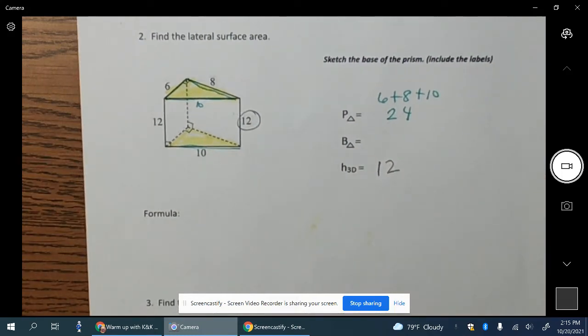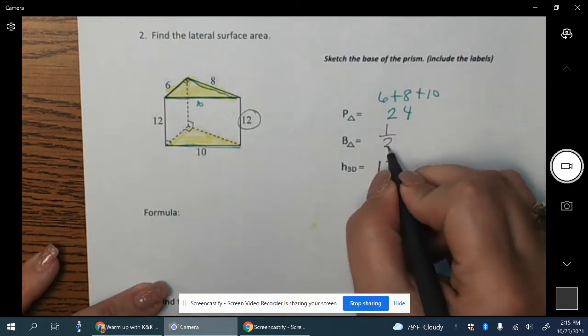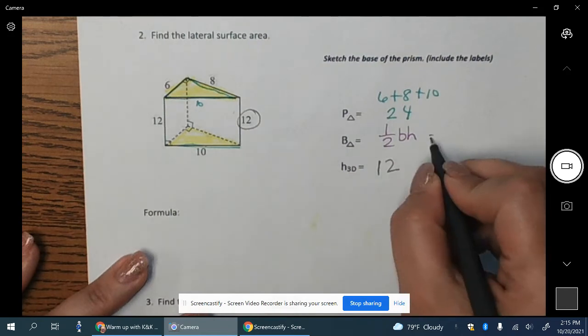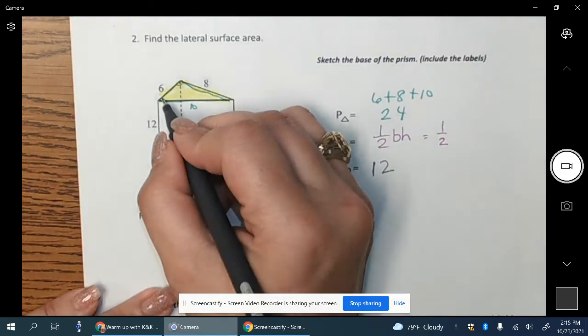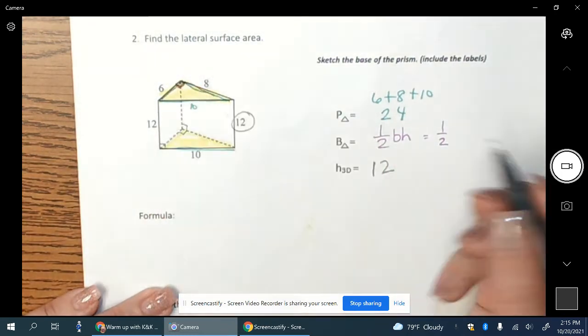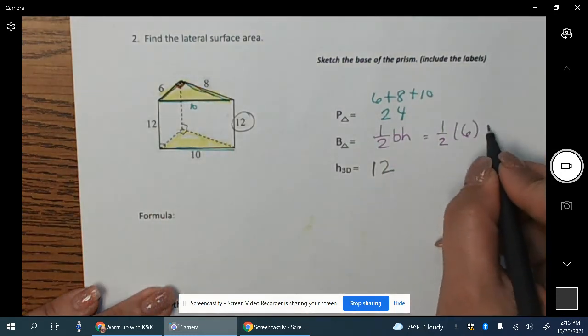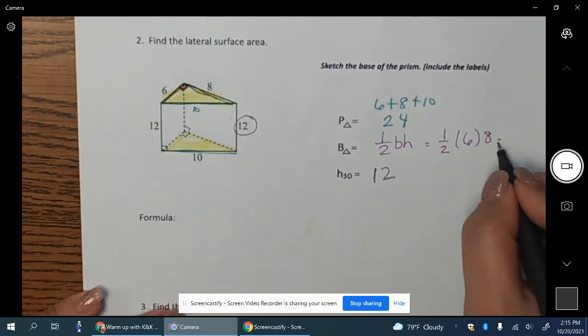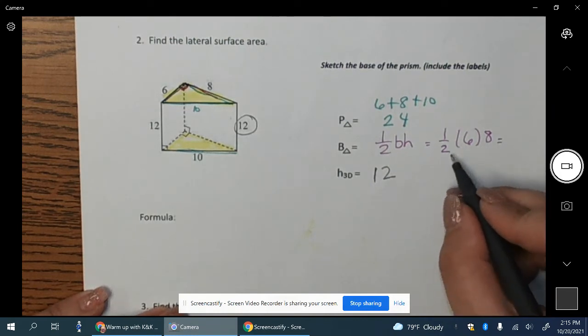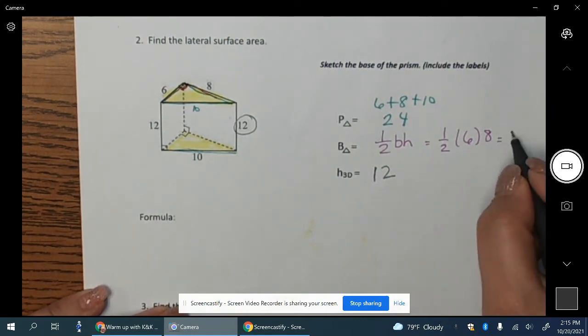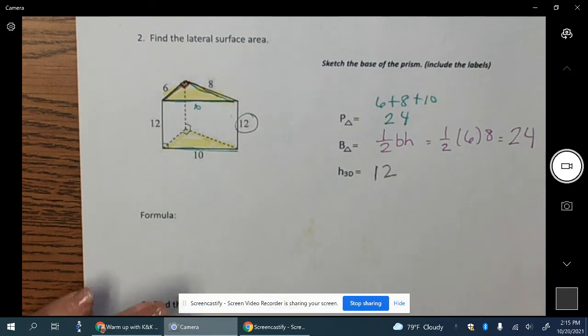All right. Big B, what shape? Triangle. What's the formula? 1/2 BH. Now look to see where the right angle is and what number makes up the right angle. 6 and 8, because there's my right angle right there. So 10 would be what part of my triangle? Hypotenuse. Yeah. Good. Okay. 1/2 of 6, 3. 3 times 8. 24. All right.